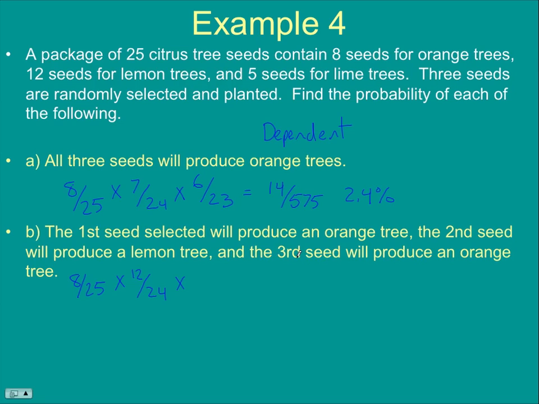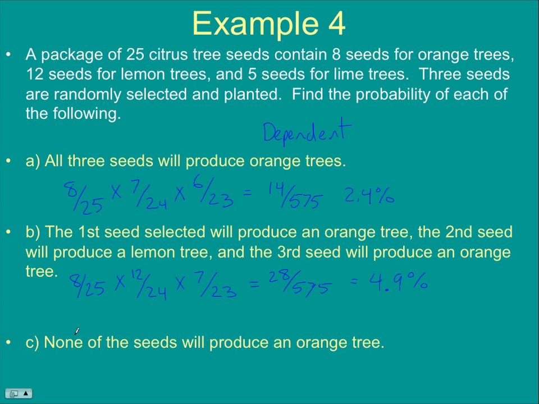Times the probability that the third seed will produce an orange tree. So how many orange seeds are remaining? We used 1, so there are 7. Out of how many seeds are left? Well, we've planted 2 of them, so we're down to 23 seeds. And if we multiply this here, we get 28 out of 575, which is about 4.9%. Okay, so there's a 4.9% chance that the trees will be planted in this order.